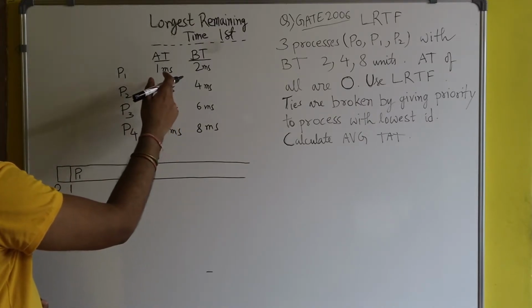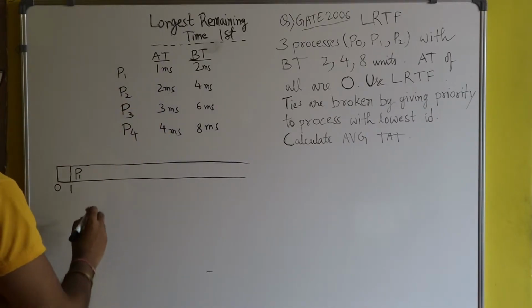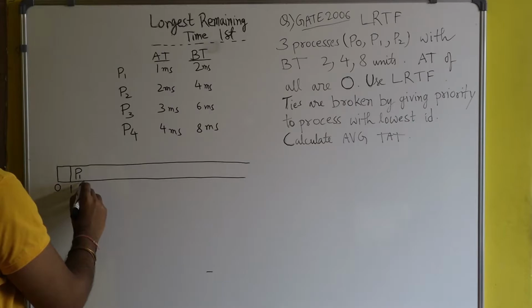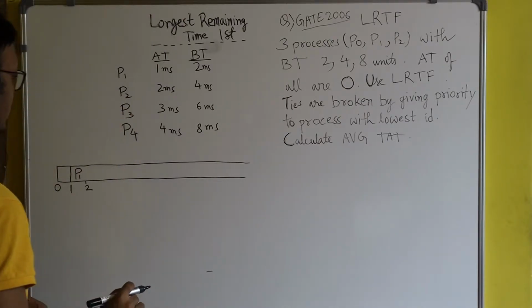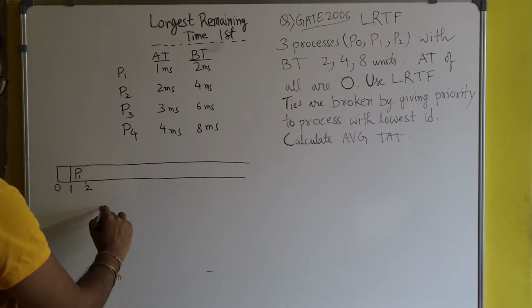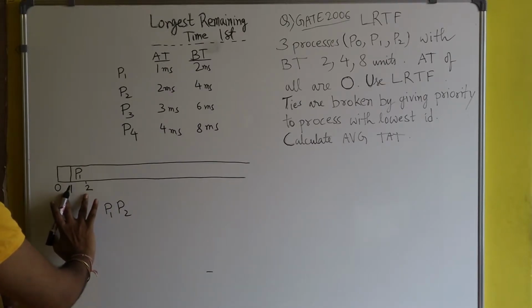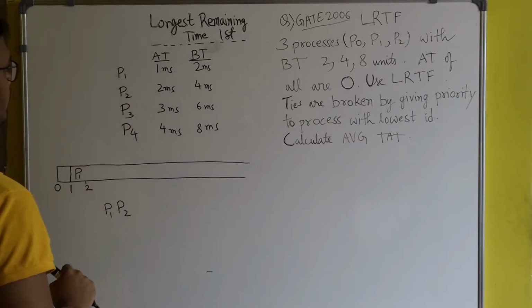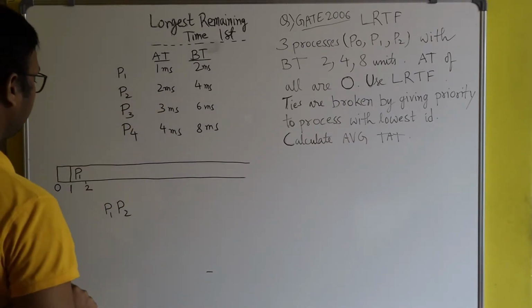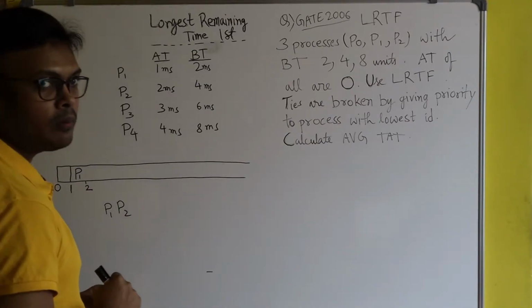After completing 1 millisecond, another process, P2, comes at 2 millisecond. It means when P1 completes 1 millisecond from 1 to 2, another process P2 will arrive. So how many available processes do we have? We have P1 and P2, because P2 arrived at 2 millisecond. Now among the available processes, we have to select the process with the longer burst time.